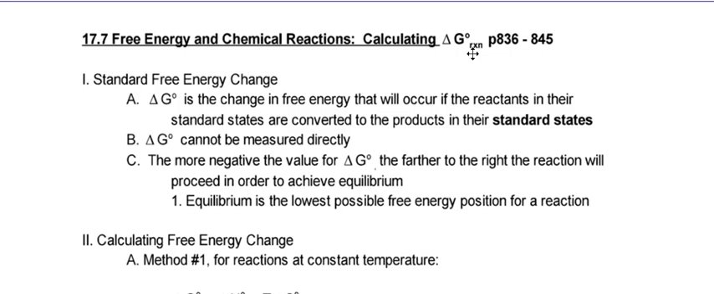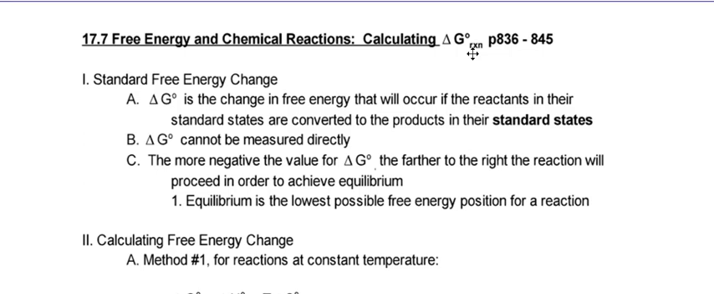Again, what's their standard state? Is it like solid, liquid, gas? If it's a gas, it's at 1 atm at room temperature or 25 degrees Celsius. And so the same thing can be done here with delta G. We saw that in the last section with delta S, it was also in their standard states as well. Delta G cannot be measured directly. That's why we had that equation where delta G equals delta H minus T delta S, if you remember that.